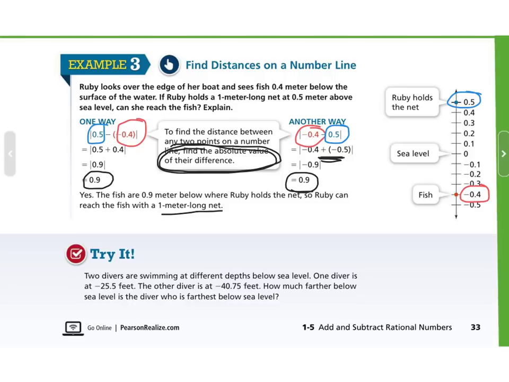So those absolute value bars, which remember are those straight up and down lines, you see them right here and right here. The straight up and down lines tell us about a distance. So the distance is 9/10 of a meter. The direction tells us whether we were moving up or whether we were moving down on that number line.